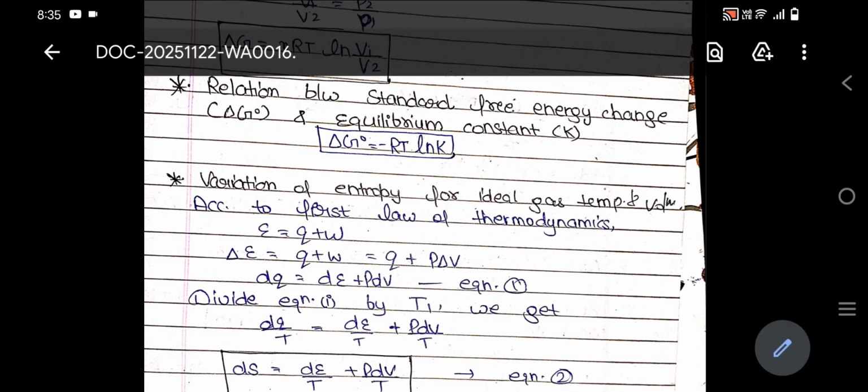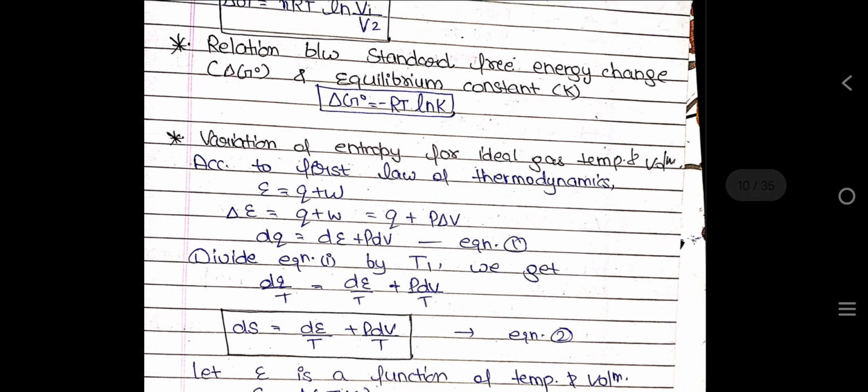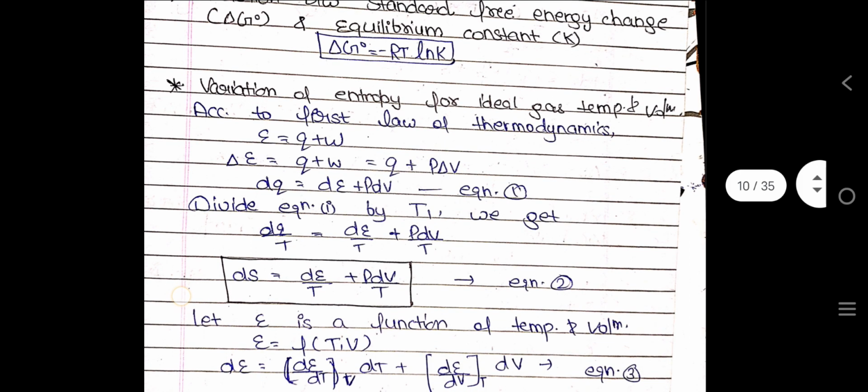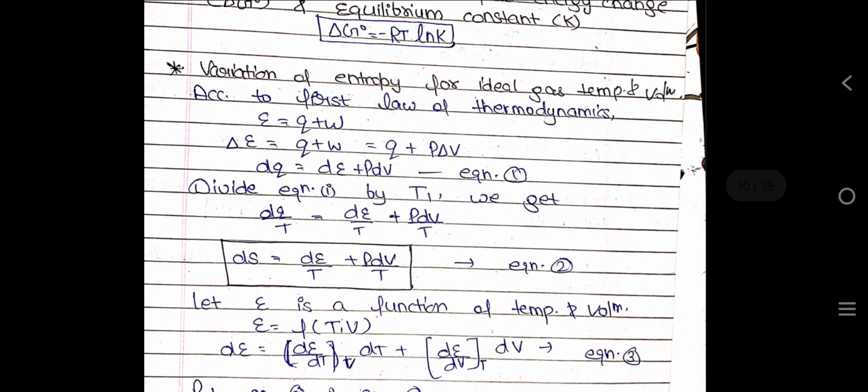Integrate dG equals nRT integrate dP by P. G2 minus G1 is equal to nRT (ln P2 minus ln P1). Del G is equal to nRT ln of P2 by P1. By Boyle's law, P1 V1 is equal to P2 V2, so V1 by V2 is equal to P2 by P1. Therefore, Del G is equal to nRT ln of V1 by V2.